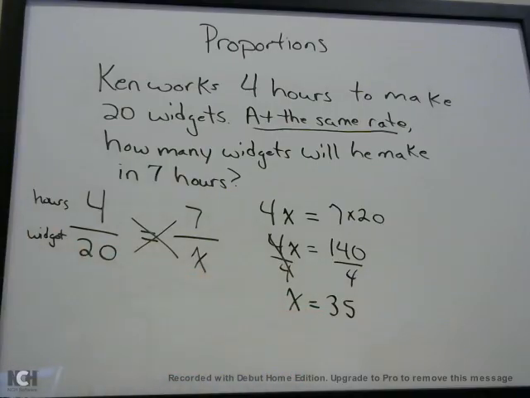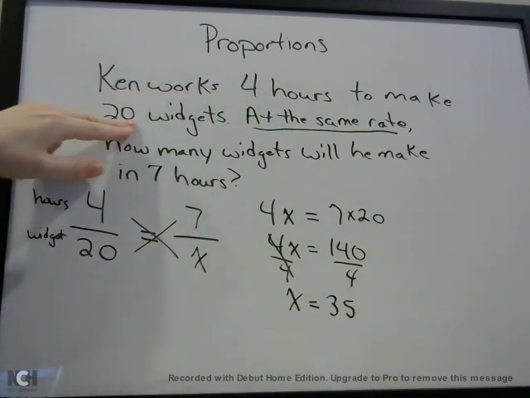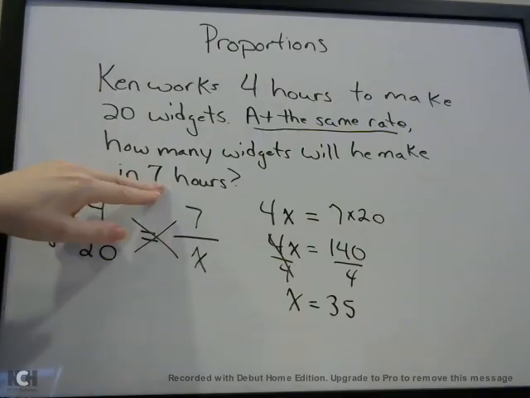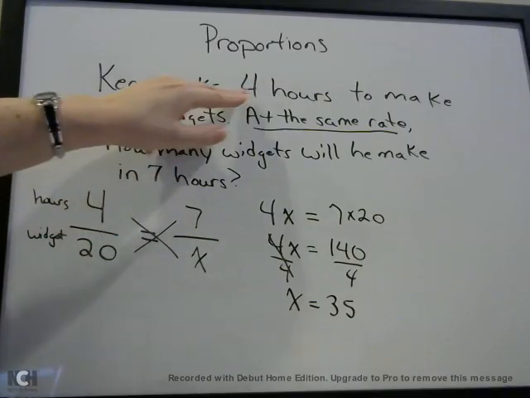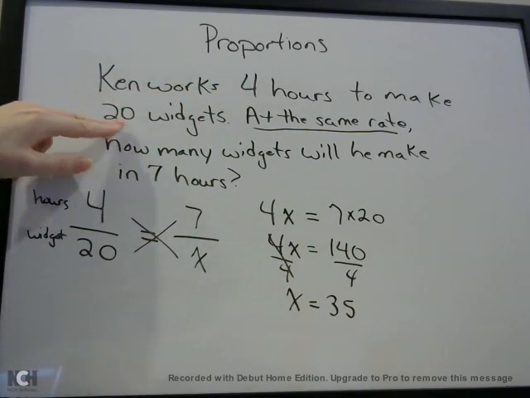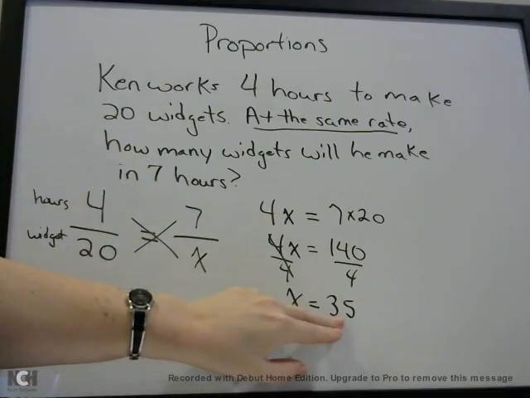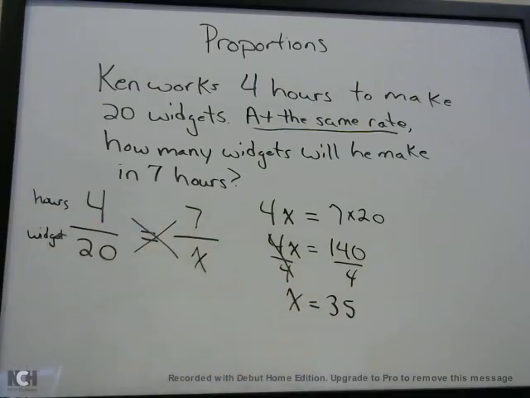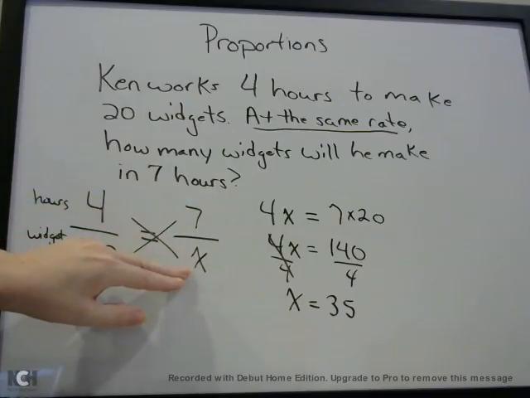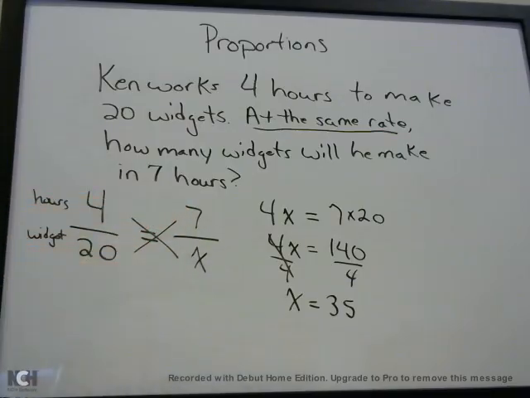And so you should always try and go back and say, does this make sense? If it's 4 hours to make 20 widgets, how many widgets can you make in 7 hours? Well, if you would double that, it'd be 8 hours, and so you should be able to make 40 widgets in 8 hours, but we're not quite doubled at 7 hours, so it should be a little less than 40, and so 35. So our answer actually makes sense. But the way we set it up is as a proportion. 4 over 20 equals 7 over x, and we solve for x by doing the cross multiplication. We'll do one more problem.